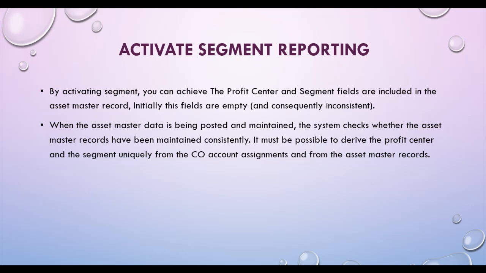When the asset master data is being posted and maintained, the system checks whether the asset master records have been maintained consistently. It must be possible to derive the profit center and the segment uniquely from the controlling account assignment and from the asset master records.